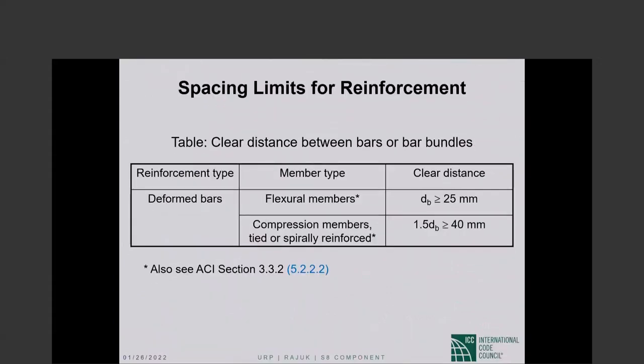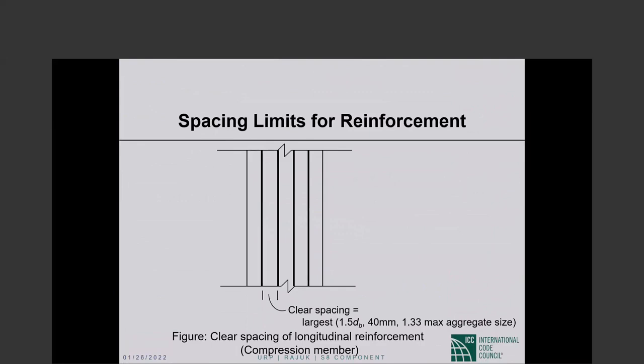So clear distance between bars or bar bundles. This is what we discussed. So flexural members, 1 bar diameter or larger than or equal to 25 millimeters. The stone size is not in 318 but is in BNBC. Compression members that are tied or spirally reinforced, larger than that, 1.5 bar diameter or 40 millimeters. So this is the clear spacing between column bars: 1.5 bar diameter, 40 millimeters, 1 1/3 maximum aggregate size.